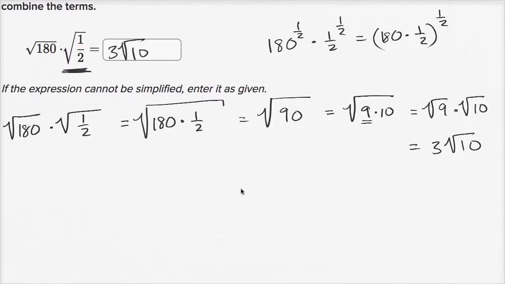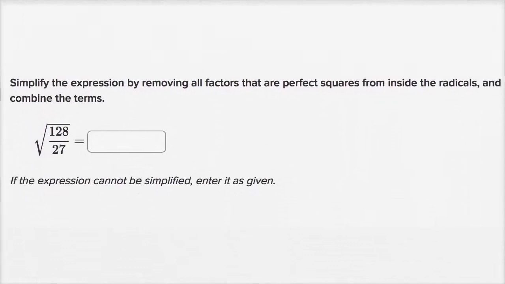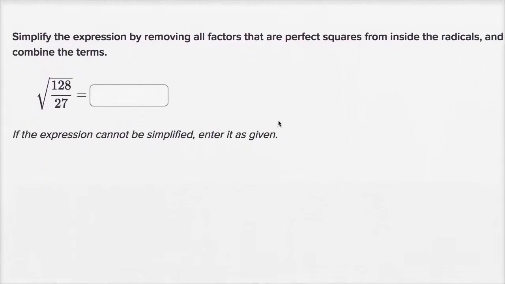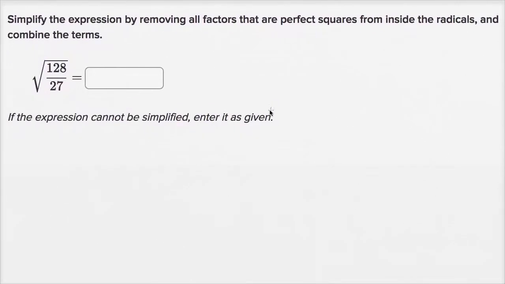All right, let's keep going. So I have one more of these examples. And like always, pause the video and see if you can work through these on your own before I work it out with you. Simplify the expression by removing all factors that are perfect squares. Okay, these are the same directions that we've seen the last few times. And so let's see. If I wanted to simplify this, this is equal to the square root of, well, 64 times 2 is 128, and 64 is a perfect square.